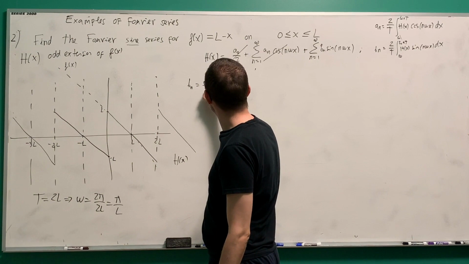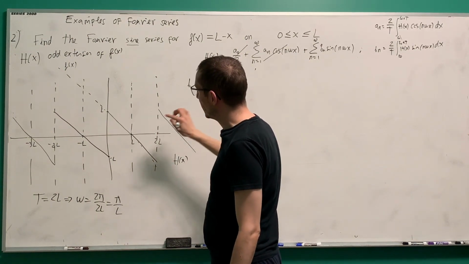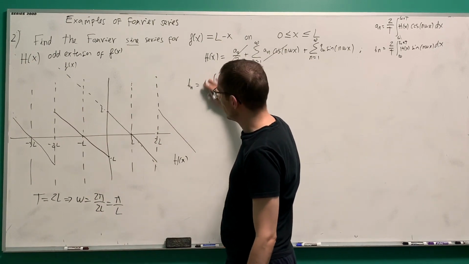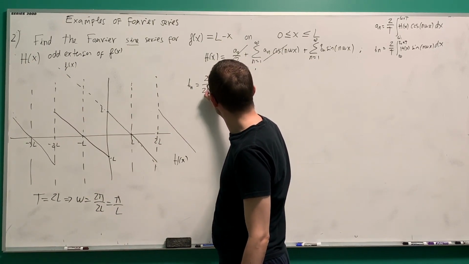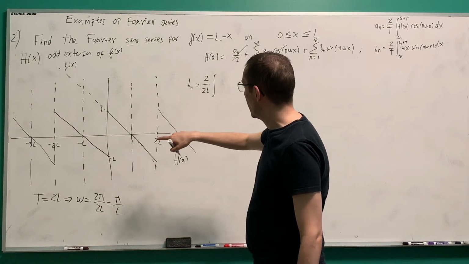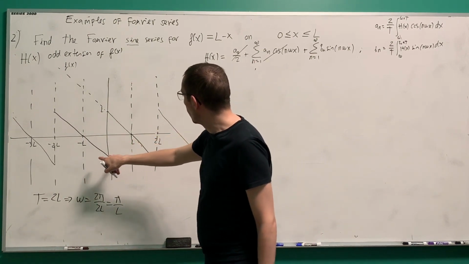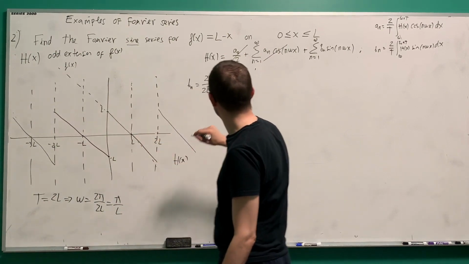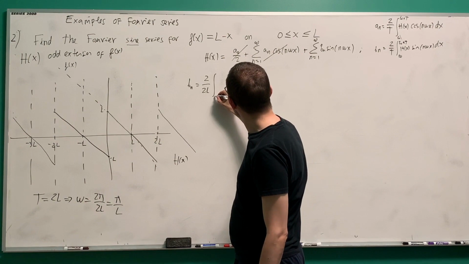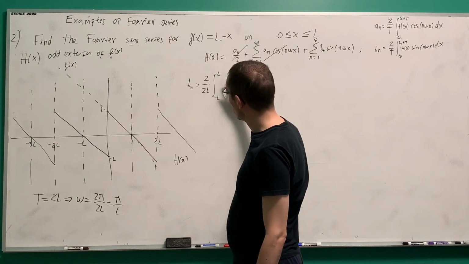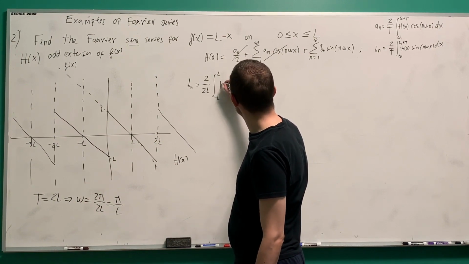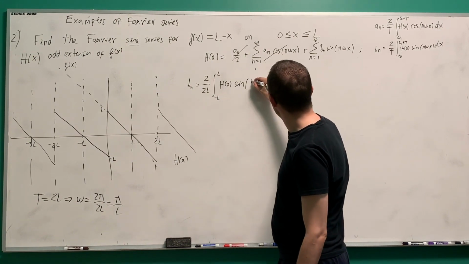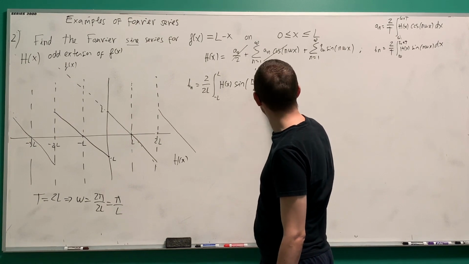bn is 2 over the period times the integral. Let's pick a t0. In this case, t0 is going to be minus L. So 2 over the period, 2 over 2L, and then the integral. What are we going to take as the interval? We're going to take minus L to L, since t0 is minus L. Integral of the function h of x times sine of n pi divided by L x.